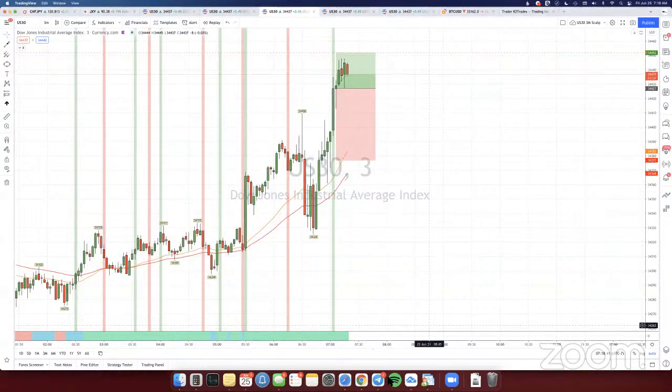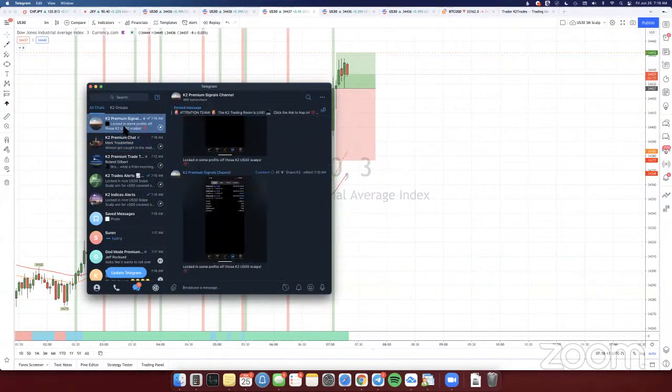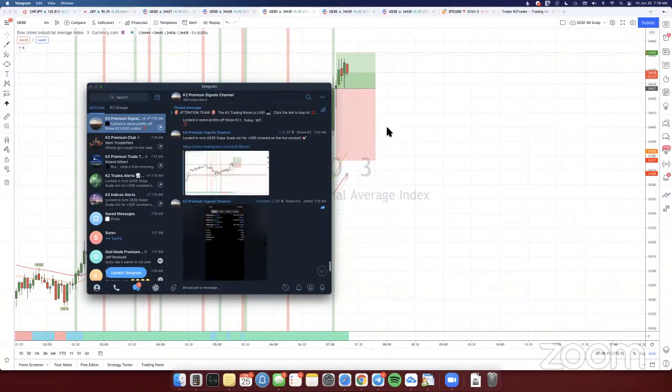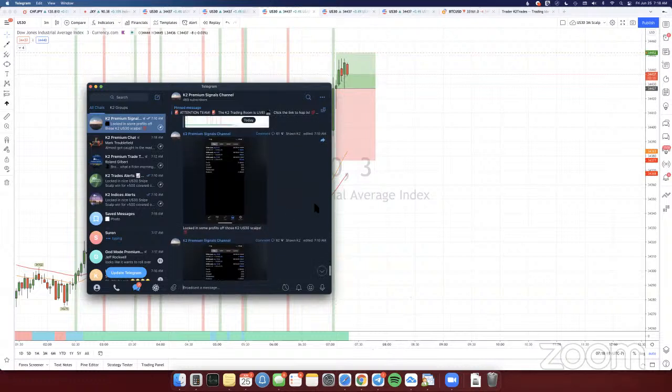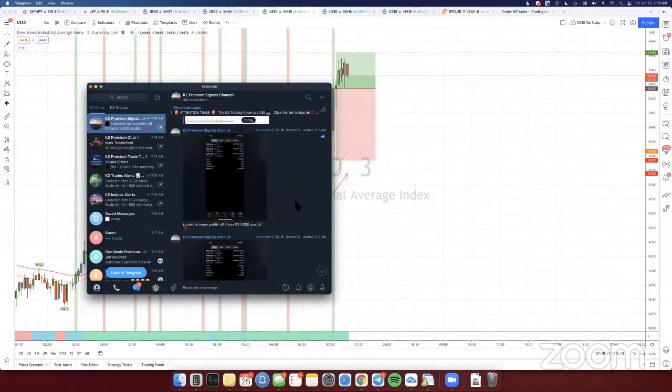So I'm out of all my positions right now. No losses for this week. No losses for this month. Yeah, my positions look pretty nice so far. So my account's looking pretty solid.